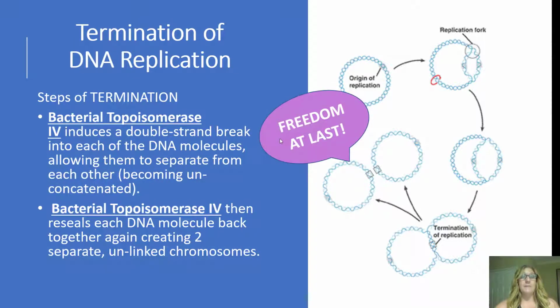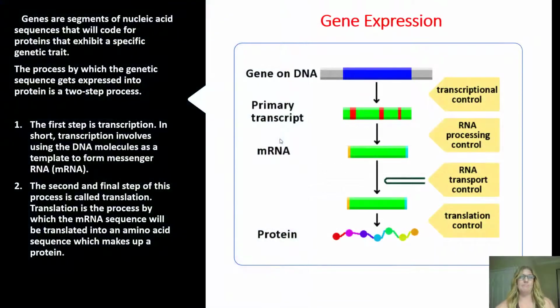So you have bacterial topoisomerase 4, which is going to go and induce a double strand break into each of the DNA molecules, and it will then pull them apart, and then that same bacterial topoisomerase 4 will seal it up again. So yeah, it's going to tear it apart, set it free, and then put it back together. And that's why this chromosome is saying freedom at last. Okay.